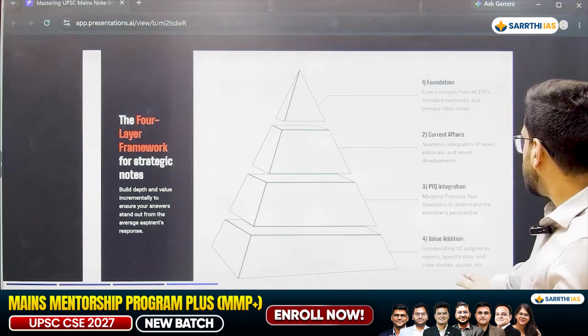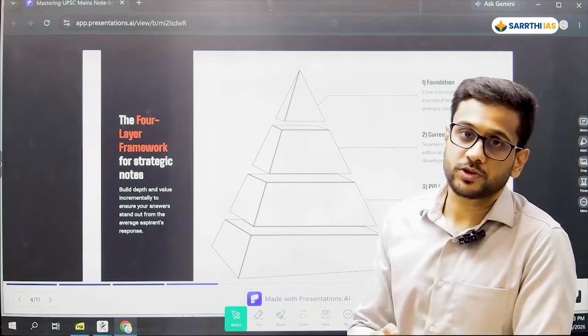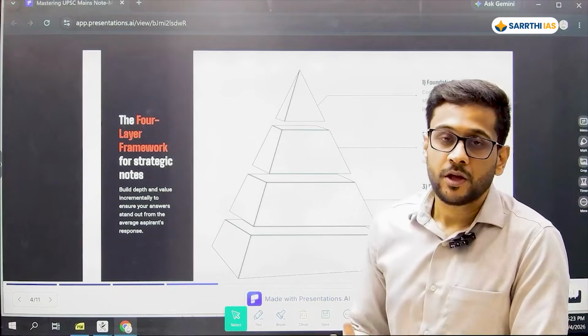So value addition means incorporating Supreme Court judgments, reports, specific data, case studies, quotes, etc. This is a continuous process. You have to give a dedicated time frame for the same.